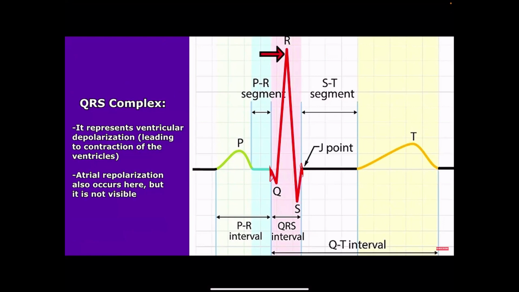Now, the PR interval is basically from the start of the P wave to the start of the QRS, which is over here, this part. Now, the PR interval is important because it basically just tells you how long it is taking for the electricity to go from the atria to the ventricles in total. So we need to know it because it's used in determining or differentiating pathologies.